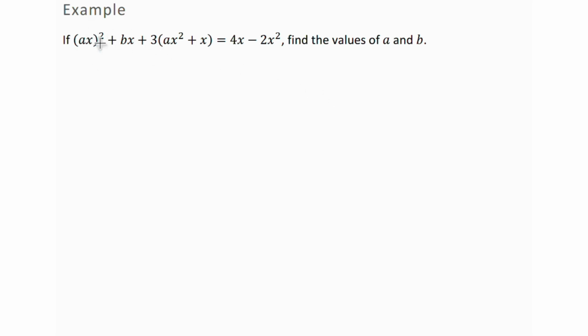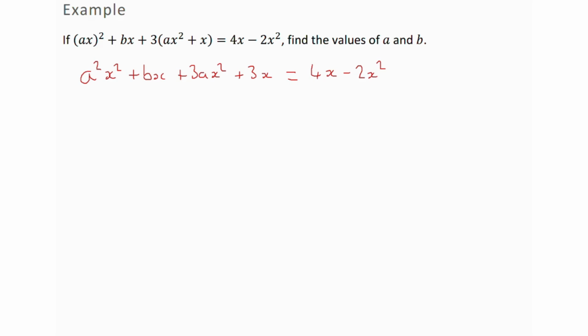So first of all, we're going to expand this left-hand side to simplify a little bit. We get a squared x squared plus bx plus 3ax squared plus 3x is equal to 4x minus 2x squared.